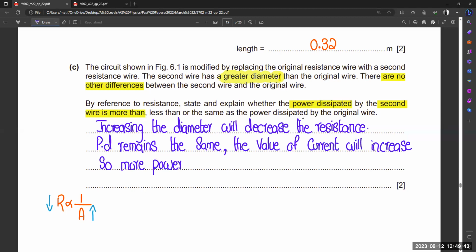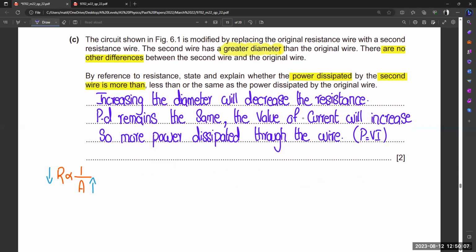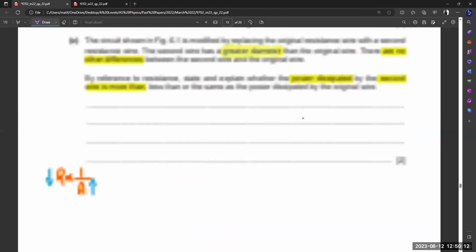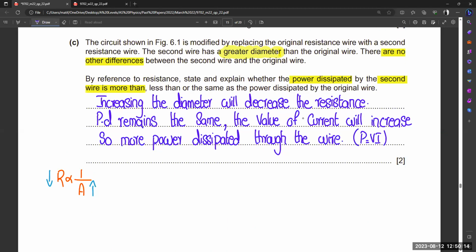So more power is dissipated, the answer of this part, right? We take reference from this formula, P equals VI. Wait, can I write the answer? I will send this solved PDF file to you after the class, right? Okay, yeah.